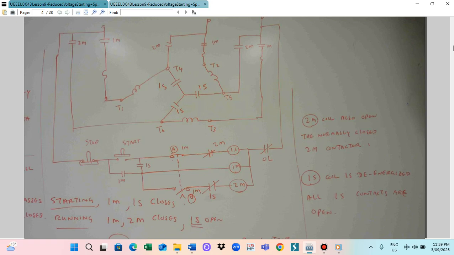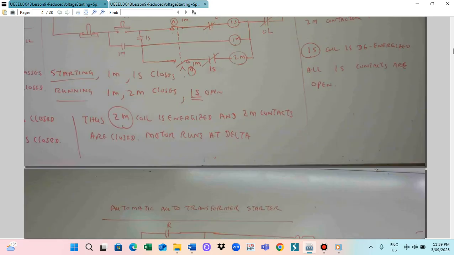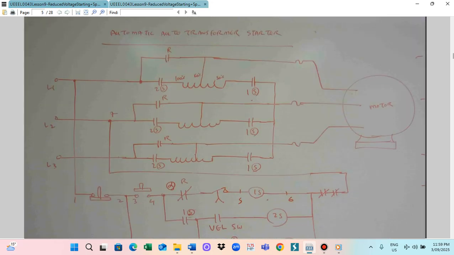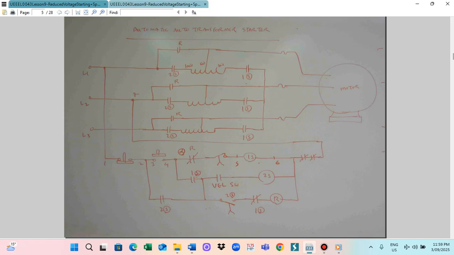Also, transformer starter means that at the starting conditions the reduced voltage coil is energized and connected, so the motor starts with a lower voltage. And when the motor speeds up, all these windings are bypassed and the motor is connected to the full line voltage. So that one also can be the power supply, the automatic transformer starter. So I will draw you the circuit.